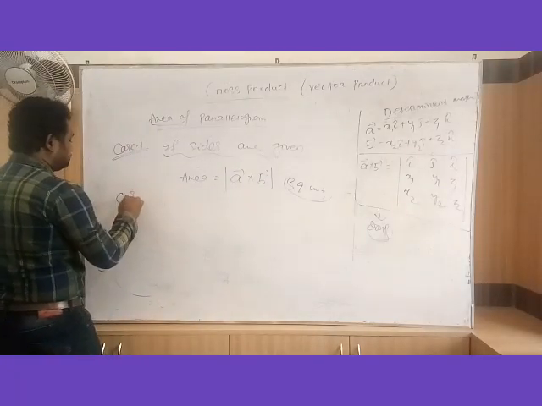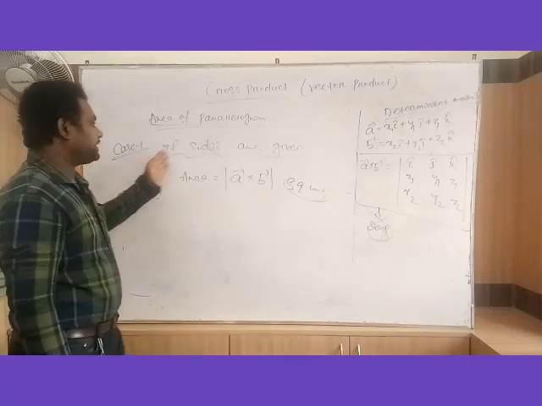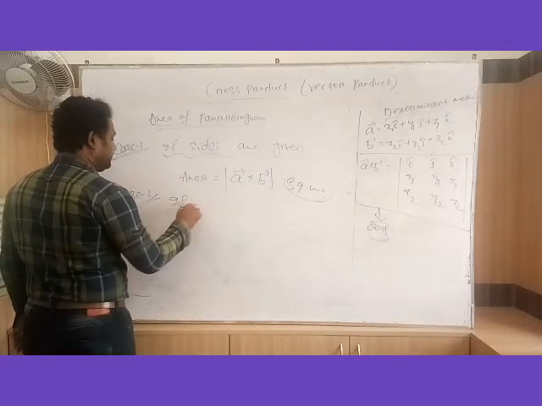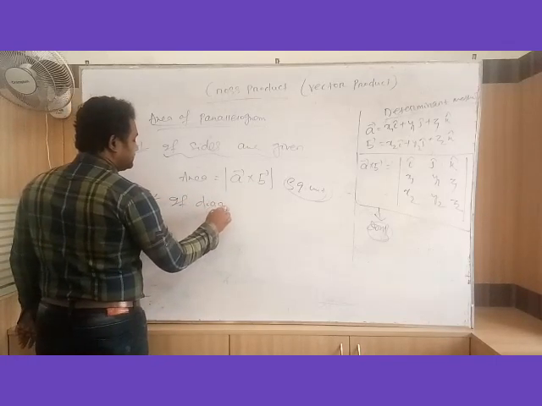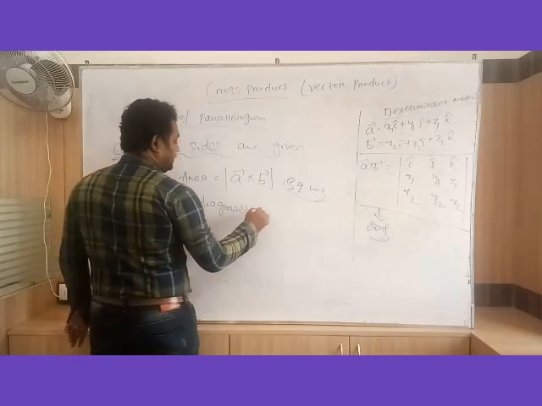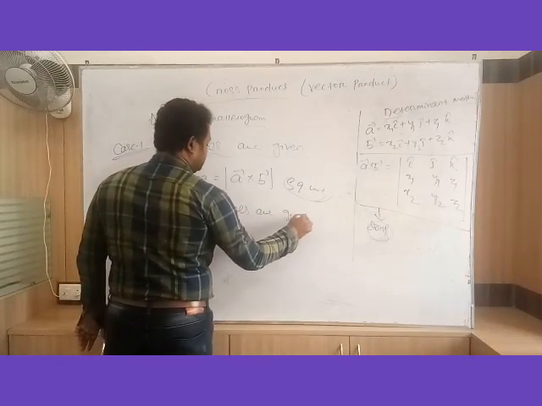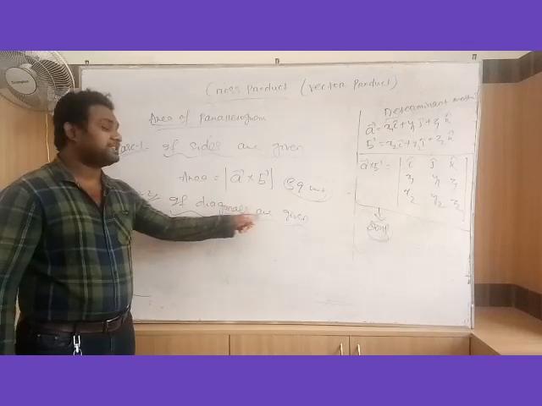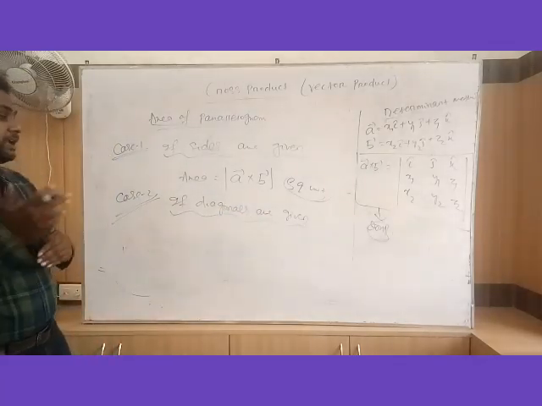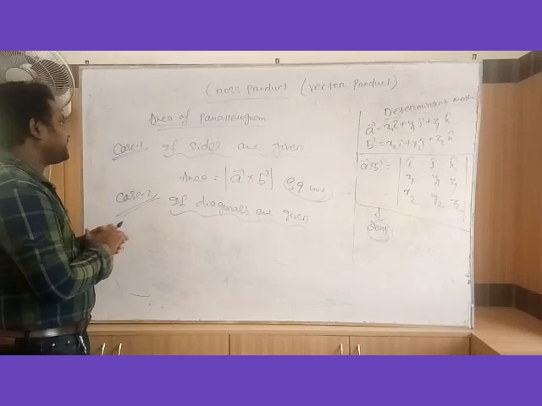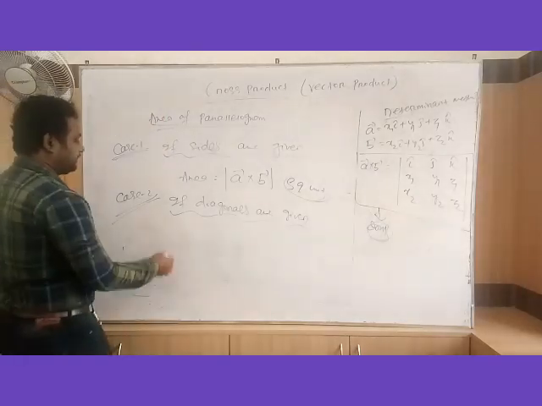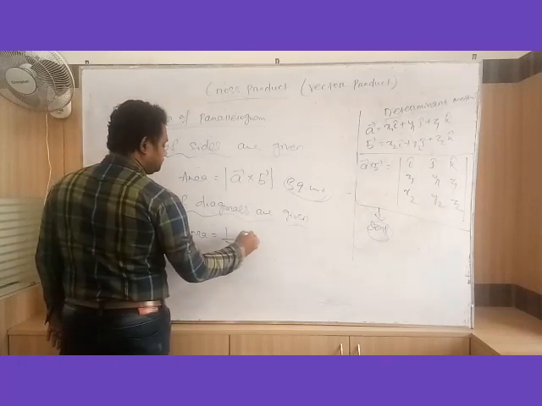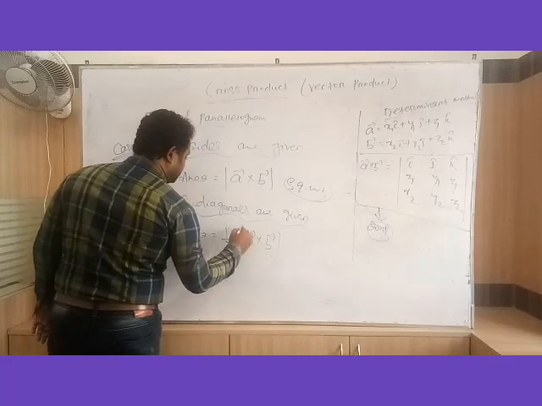Then come to case 2. In case 1 you are given the sides, but in case 2 you are given the diagonals. If diagonals are given, that means diagonals of a parallelogram are given to you, and you have to find the area of the parallelogram. Then what is the formula? Area of parallelogram becomes half of magnitude of A cross B.